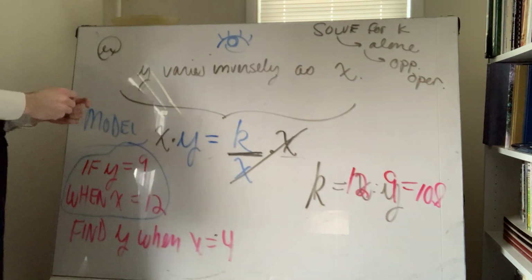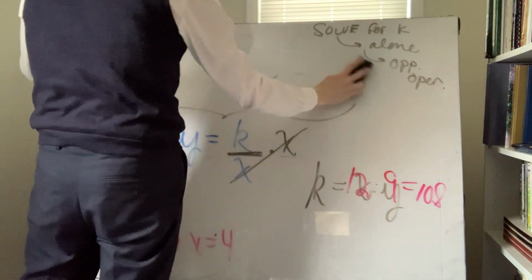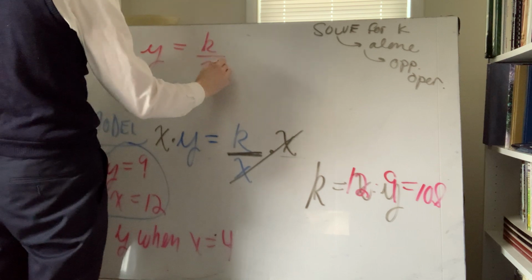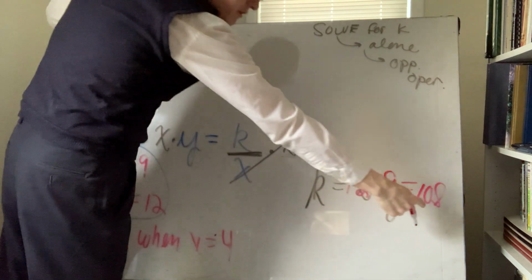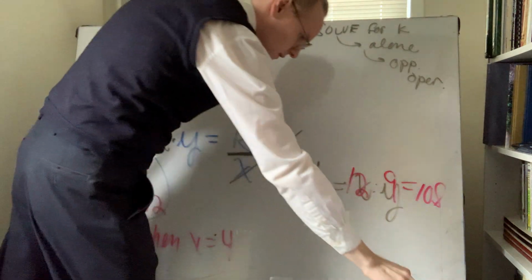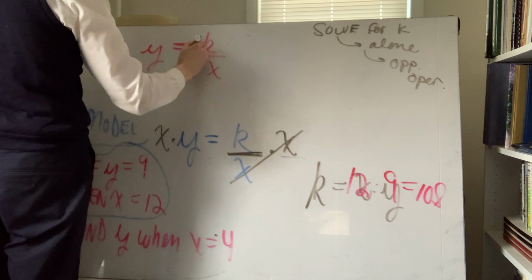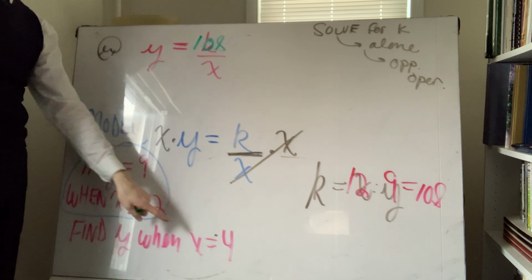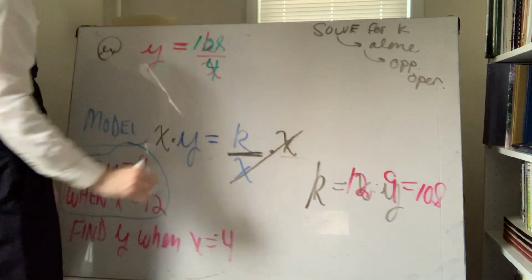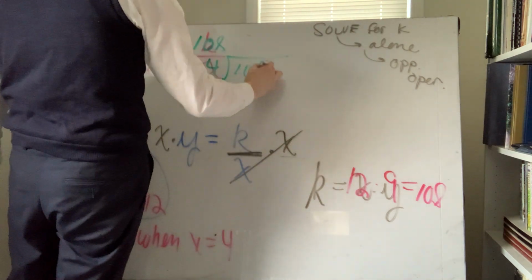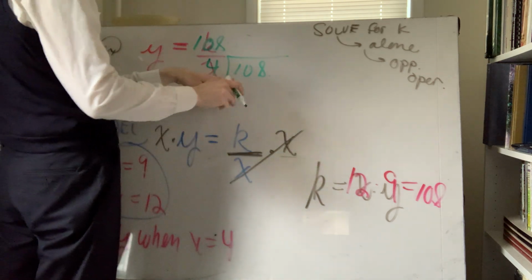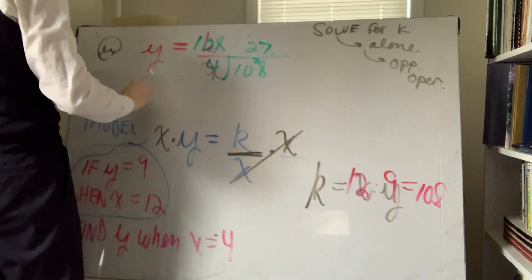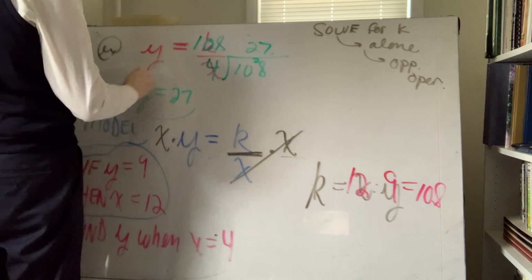I can now go back to the modified model, y equals k over x, and put in the value of k, the proportionality constant. So in place of k, I'm going to insert 108. And then I could figure out what y is, because it's already arranged to solve for y, when x equals 4. 108 divided by 4. 4 goes into 10 roughly twice, which is 8. The difference is 2. 4 goes into 28, 7 times. So y should be 27, whatever the unit is.